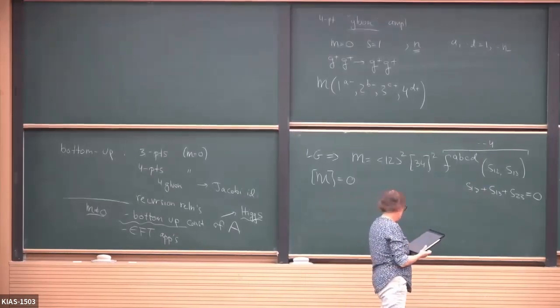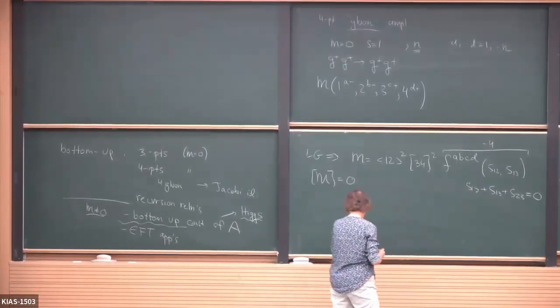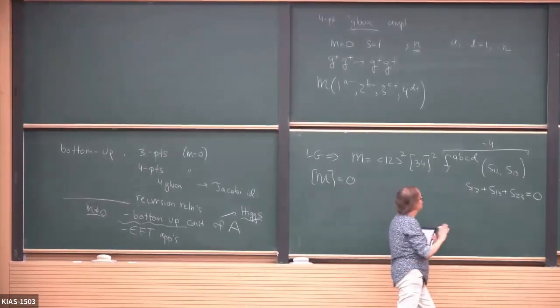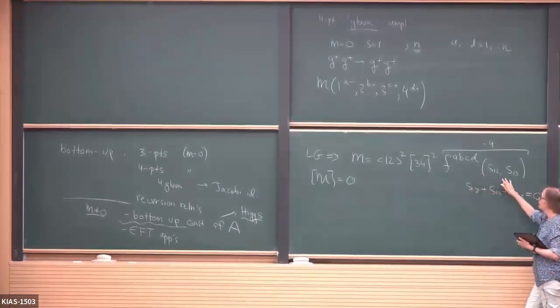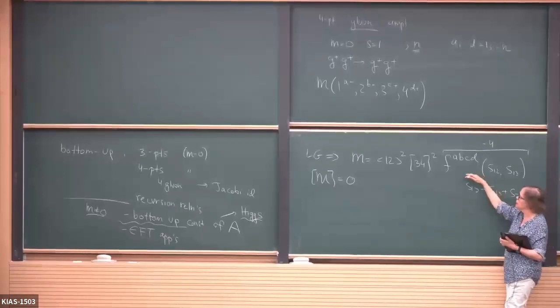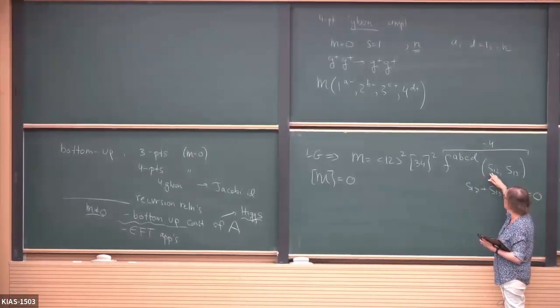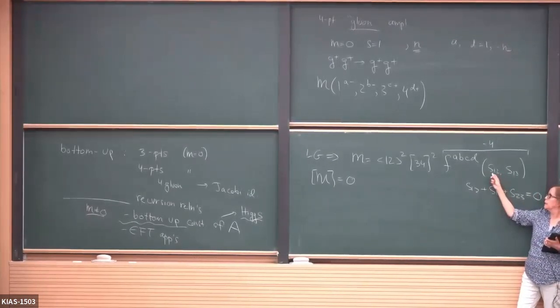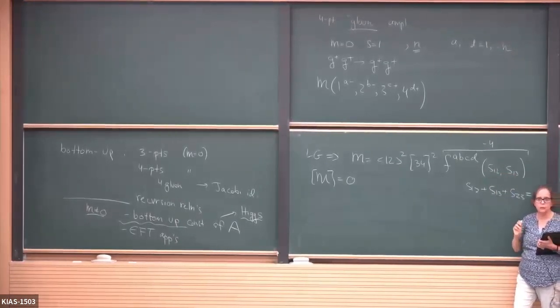And the thing that I really want to use now is the analytic structure of this thing. So we said that this f is an analytic function of the S's, and we know that it only has simple poles. It can only have single particle poles when one of these Sij goes to 0.